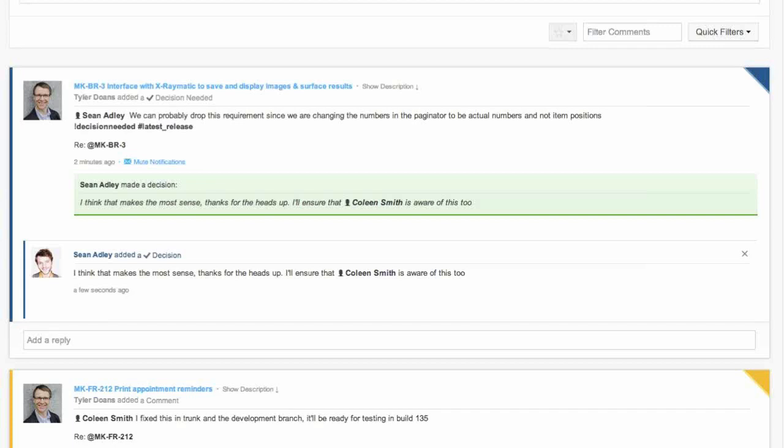So if we need to revisit this particular issue or this requirement in a couple of months to understand why we did this particular feature in this way, we know exactly who was involved, we know when that conversation took place, and we know which requirements were associated with it.